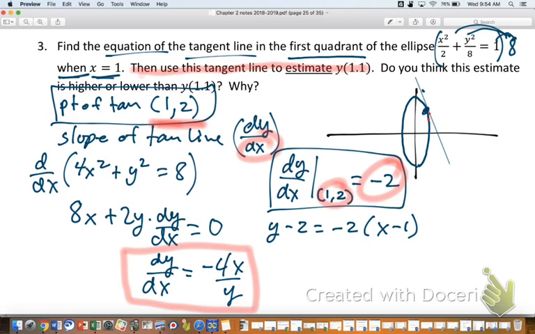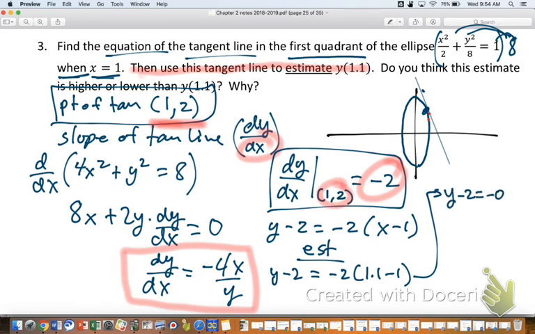So what you actually do with this, to generate your estimate, is write y minus 2 equals negative 2 times 1.1 minus 1. We're just going to plug the 1.1 in for x. 1.1 minus 1 is 0.1. And what's negative 2 times 0.1? Yeah, negative 0.2. And then you add the 2 over and you get y equals positive 1.8. And that means that y of 1.1 on the curve is approximately equal to 1.8.